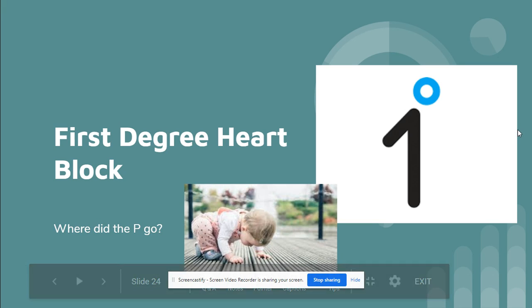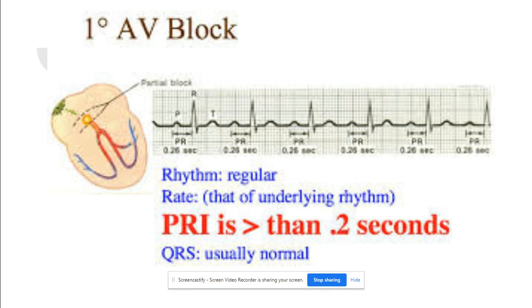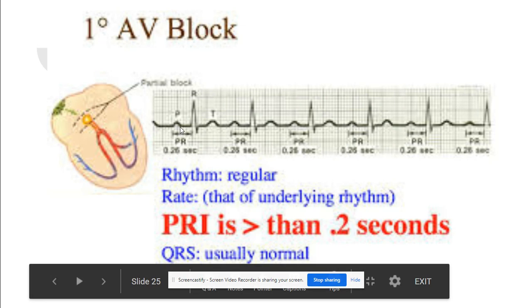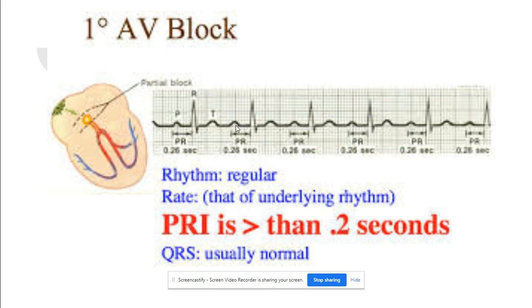So for the first degree heart block, we are wondering, where did the P go and where is the QRS? We are wondering why it's taking so long for that conduction to happen. The PRI interval is greater than 0.20 seconds. So as you can see here, we have a PRI that's too long. There's just a delay in that conduction. The QRS is typically normal in these.